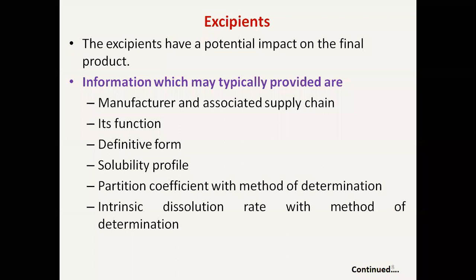Some information typically provided, which we listed here, is the manufacturer and associated supply chain, its function, what is the function of the excipient, then definitive form, meaning in which form it is available, like maybe amorphous, crystal, or any types of crystal, which types of crystals are there. It is related particularly when we talk about the definitive form, so it is related to solid or inhaled dosage forms. Then solubility profile is there.